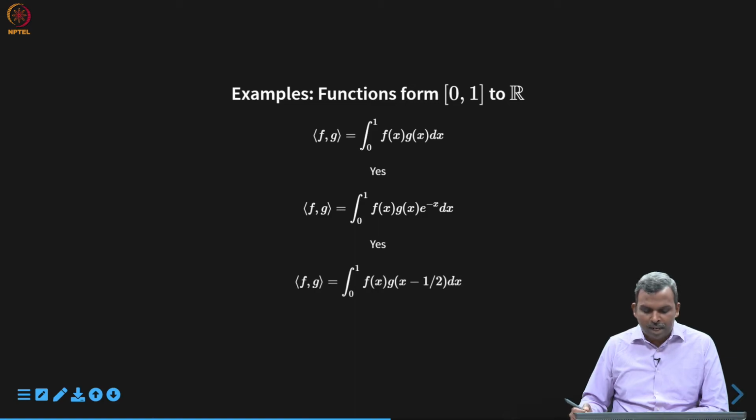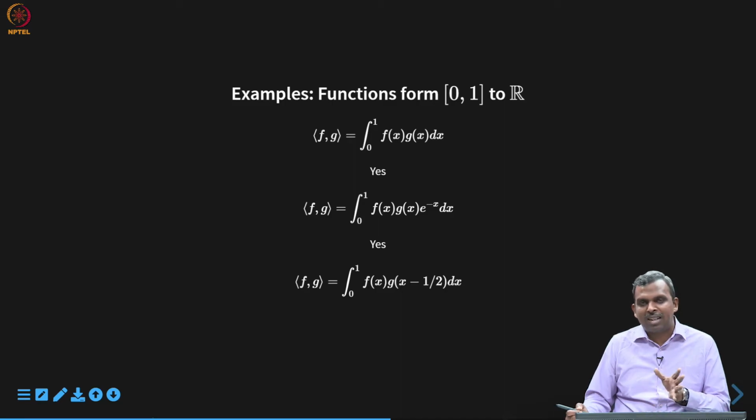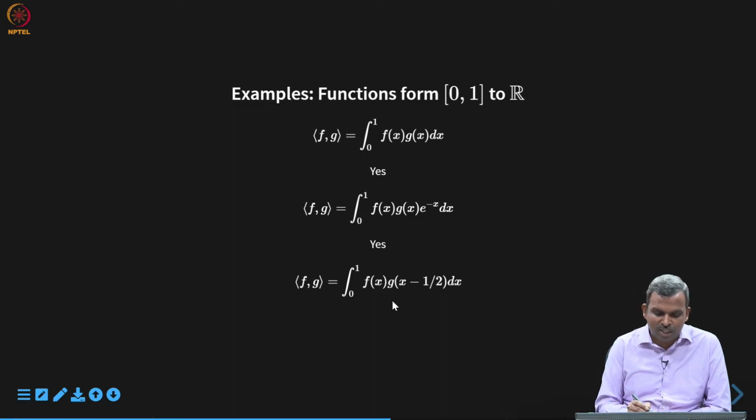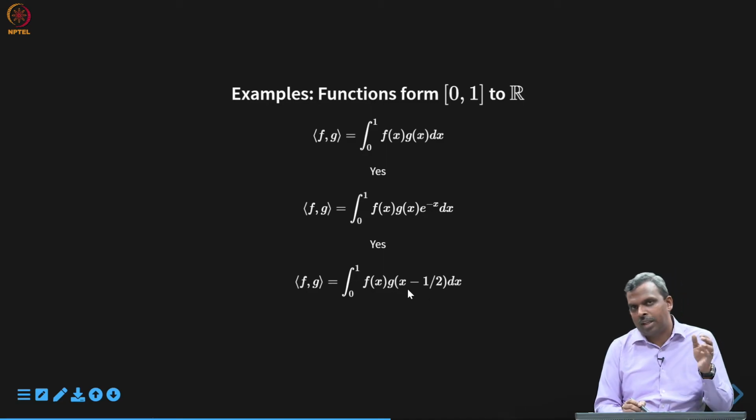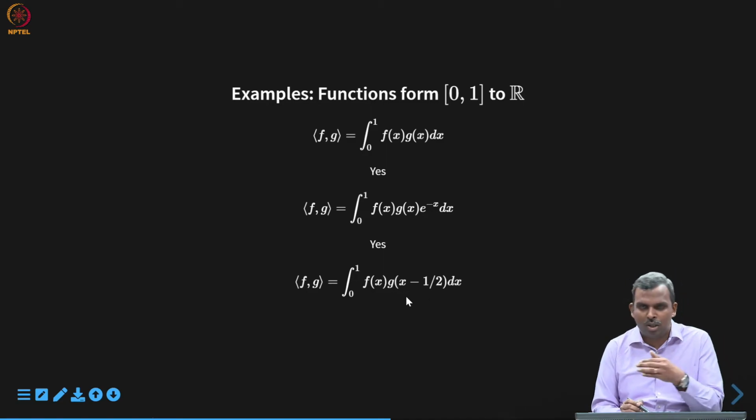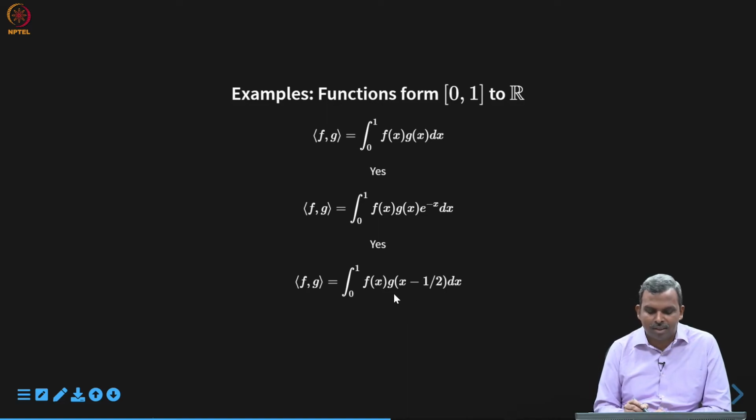And here is another definition. What have I done here? I have put f of x and then g of x minus half. This x minus half is sort of a funny function, so one needs to be a bit careful here. Because the functions I am restricting to 0 to 1, I will ignore if the x minus half exceeds 0 or 1 on either side. That's sort of understood when I do this definition: the integral of f of x g of x minus half dx.